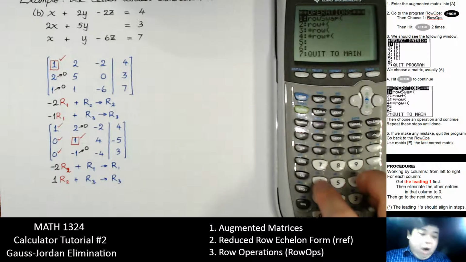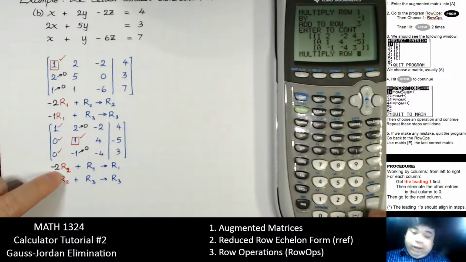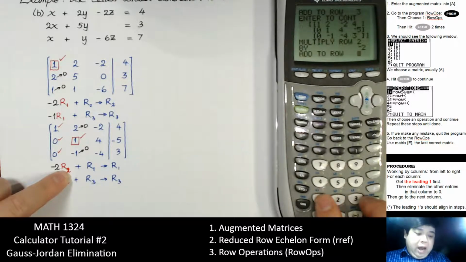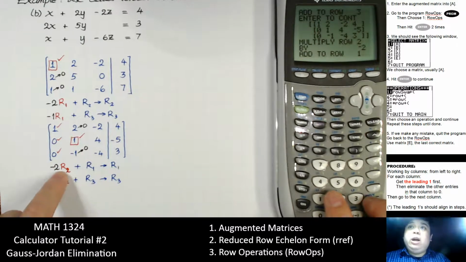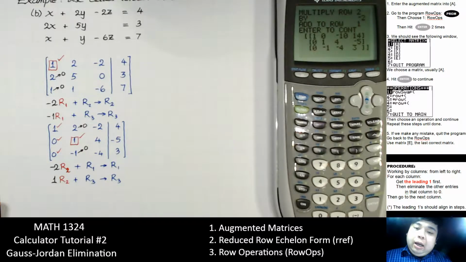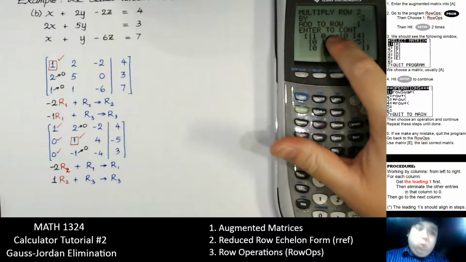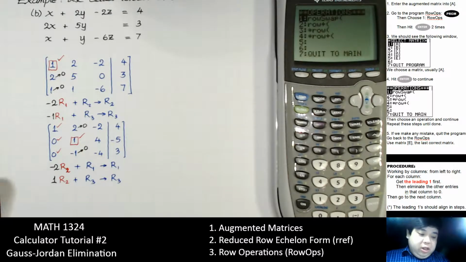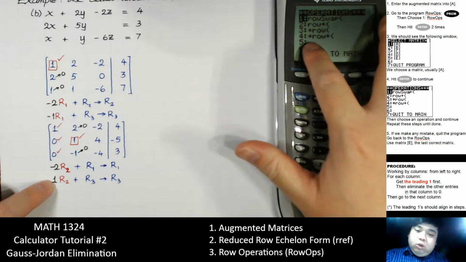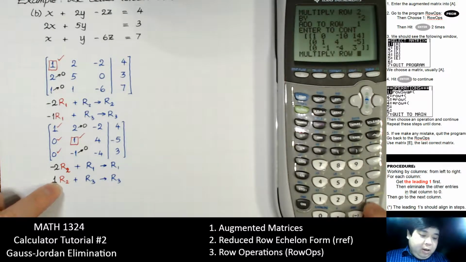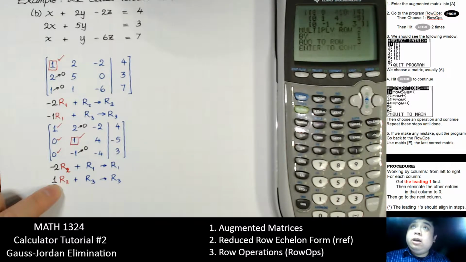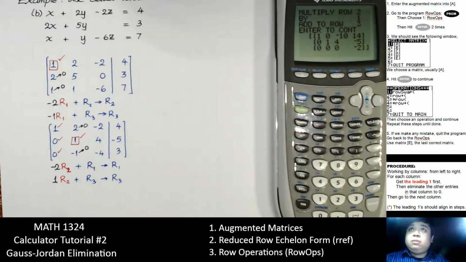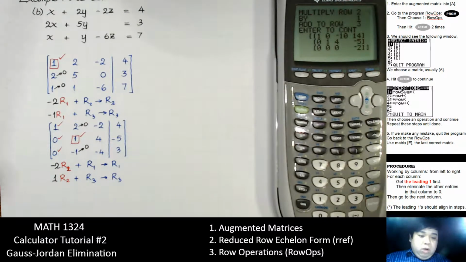Enter to continue, option number 4. Row 2 by -2, add to row 1. Yep. So we have that. Now 0, which is good. Enter to continue, multiply and then add. So multiply row 2 by 1, add to row 3. You have that. Let's write that result.